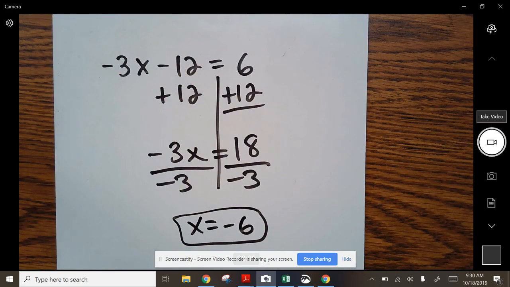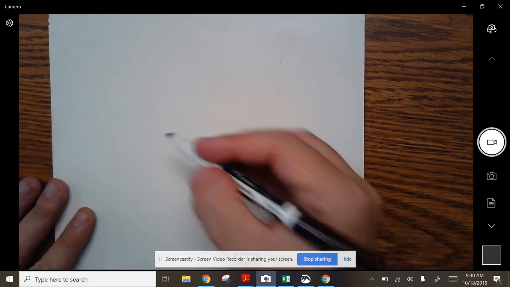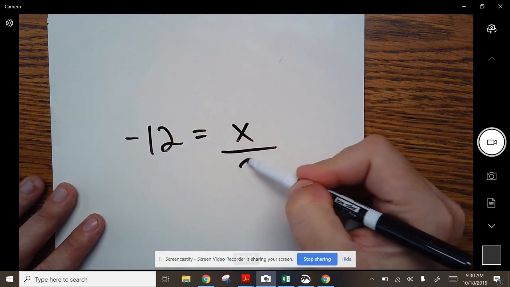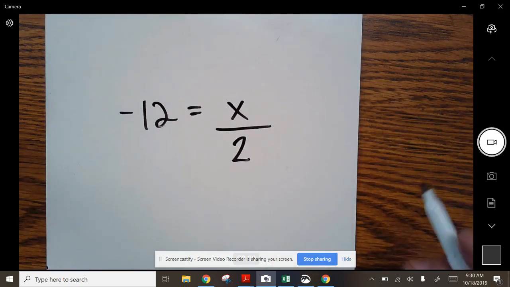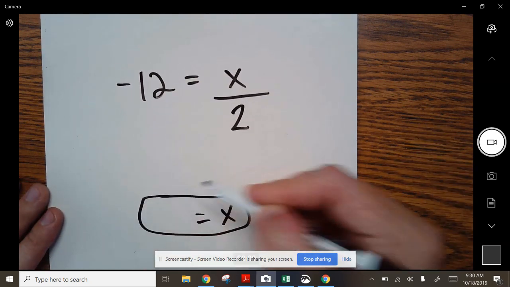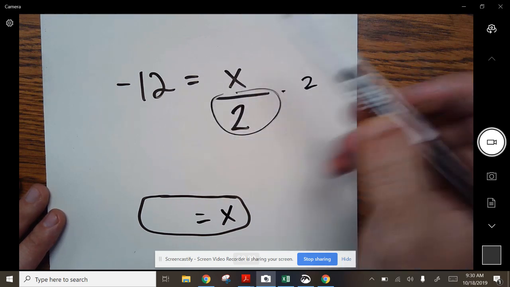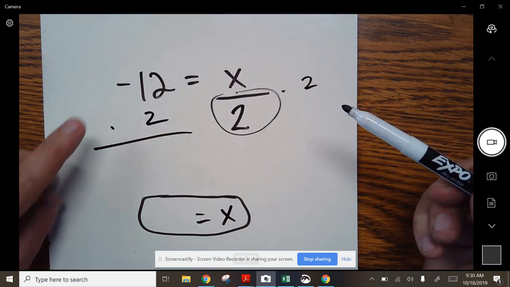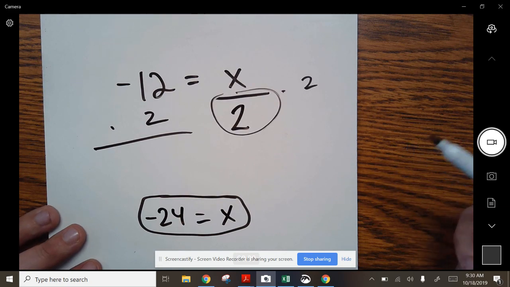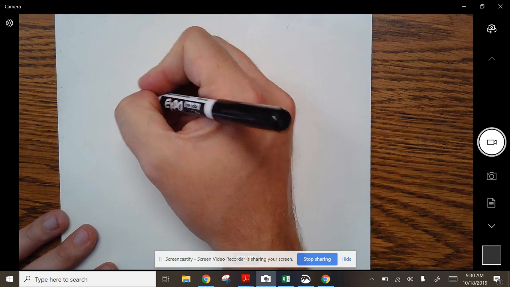Okay. Let's do a couple more to make sure you're ready. All right, so if I said negative 12 equals x over 2. Well, just because the x is on this side doesn't mean that's a big deal. We can still solve this. It's a division of 2. X is divided by 2. How do you get rid of a division of 2? You're going to multiply 2 to both sides. And negative times a positive, you can use your calculator, will be a negative. All right. Let's do another one. Something similar.